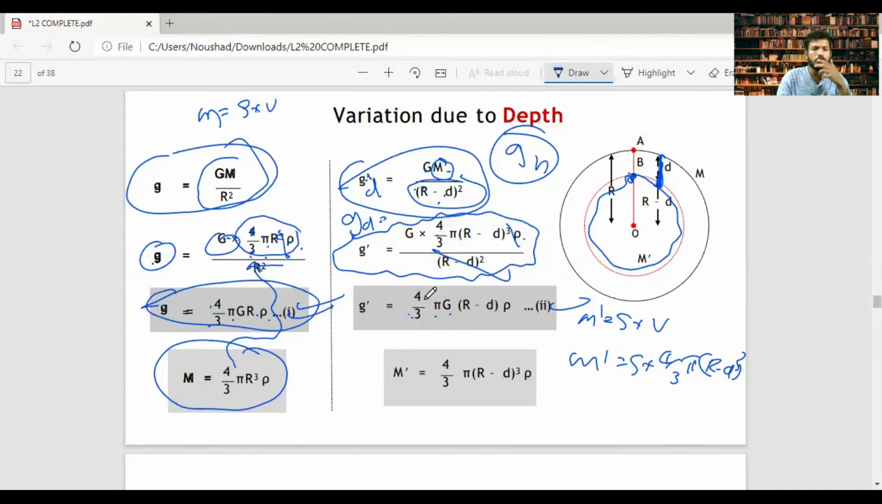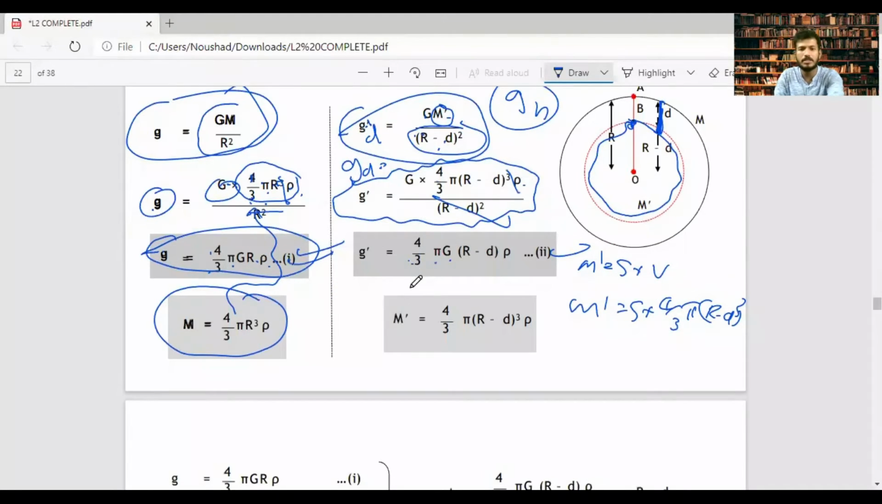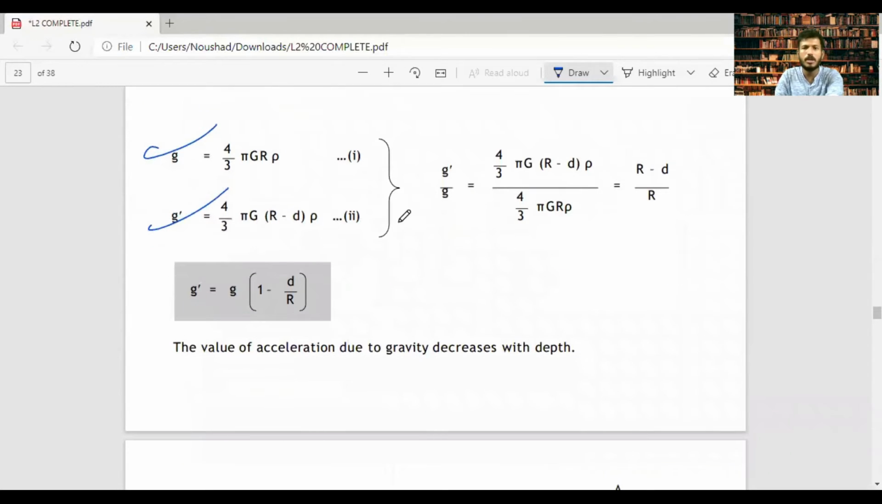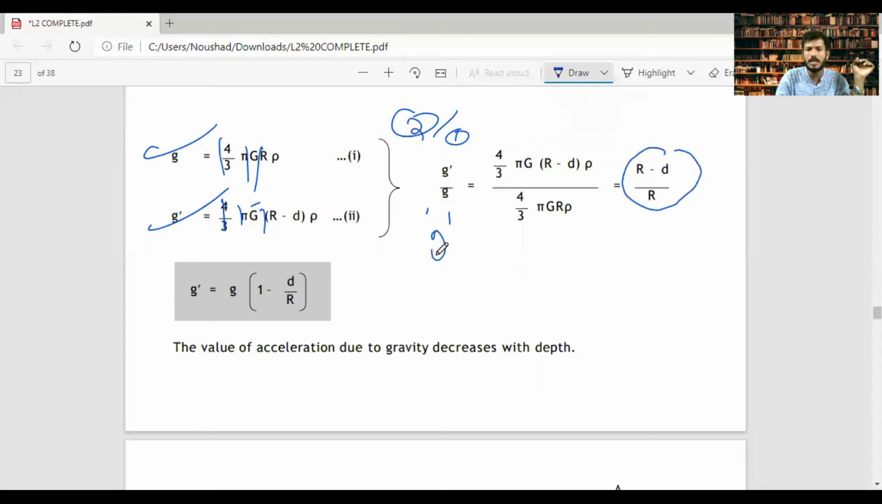So we have to find out g dash, equation 2 divided by 1. Equation 1, this is 1, this is 2. Equation 2 divided by 1. So g dash by g equal to this term, 4 by 3 gets cancelled, pi gets cancelled, g gets cancelled. Finally r minus d by r remains. G dash by g equal to r minus d by r.